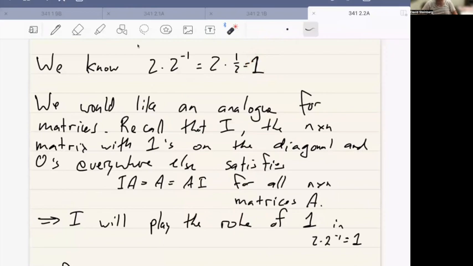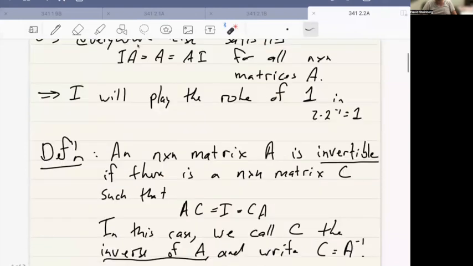And recall that the matrix I, the n by n identity matrix, is the matrix with ones on its diagonal and zeros elsewhere. It has this nice property that I times A is equal to A, and so is A times I. And this is the same property that 1 has with respect to multiplication of real numbers. And so the 1 here is going to be replaced by our I. We're going to look for some kind of equation like a matrix A times its inverse is equal to the identity matrix. And that sort of motivates this next definition.